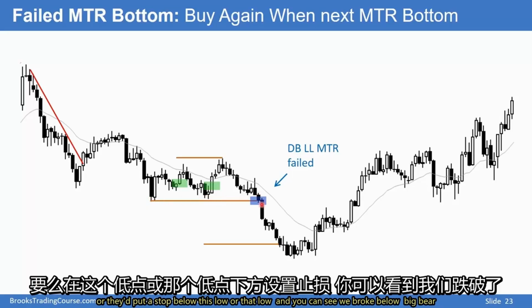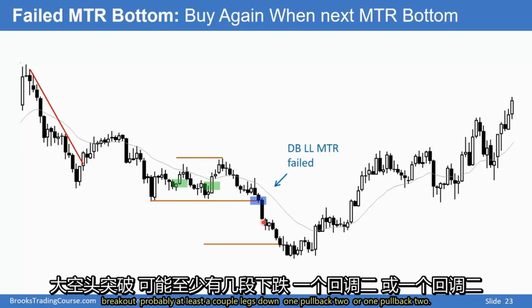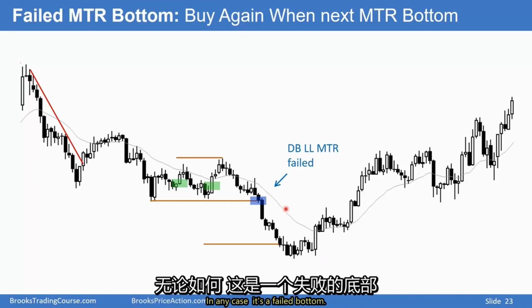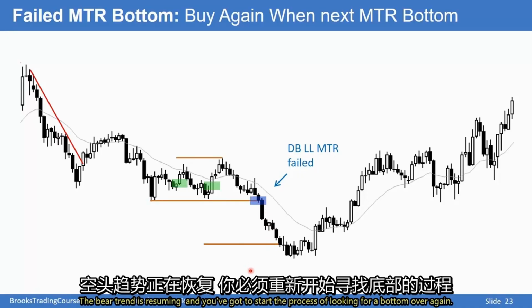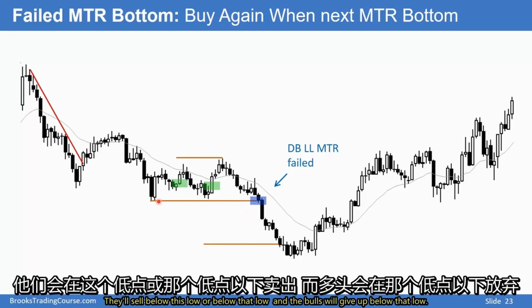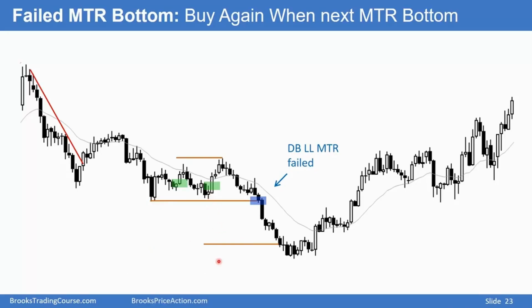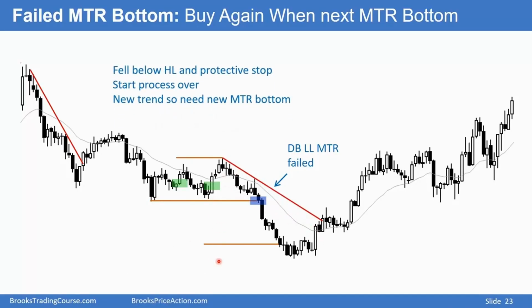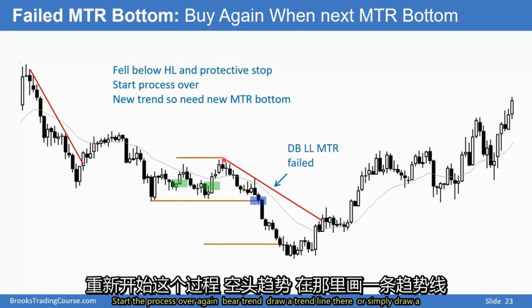And you can see we broke below, big bear breakout, probably at least a couple legs down, 1 pullback 2 or 1 pullback 2. In any case, it's a failed bottom. The bear trend is resuming, and you've got to start the process of looking for a bottom over again. Bears will sell. They'll sell below this low or below that low, and the bulls will give up below that low. Start the process over again.